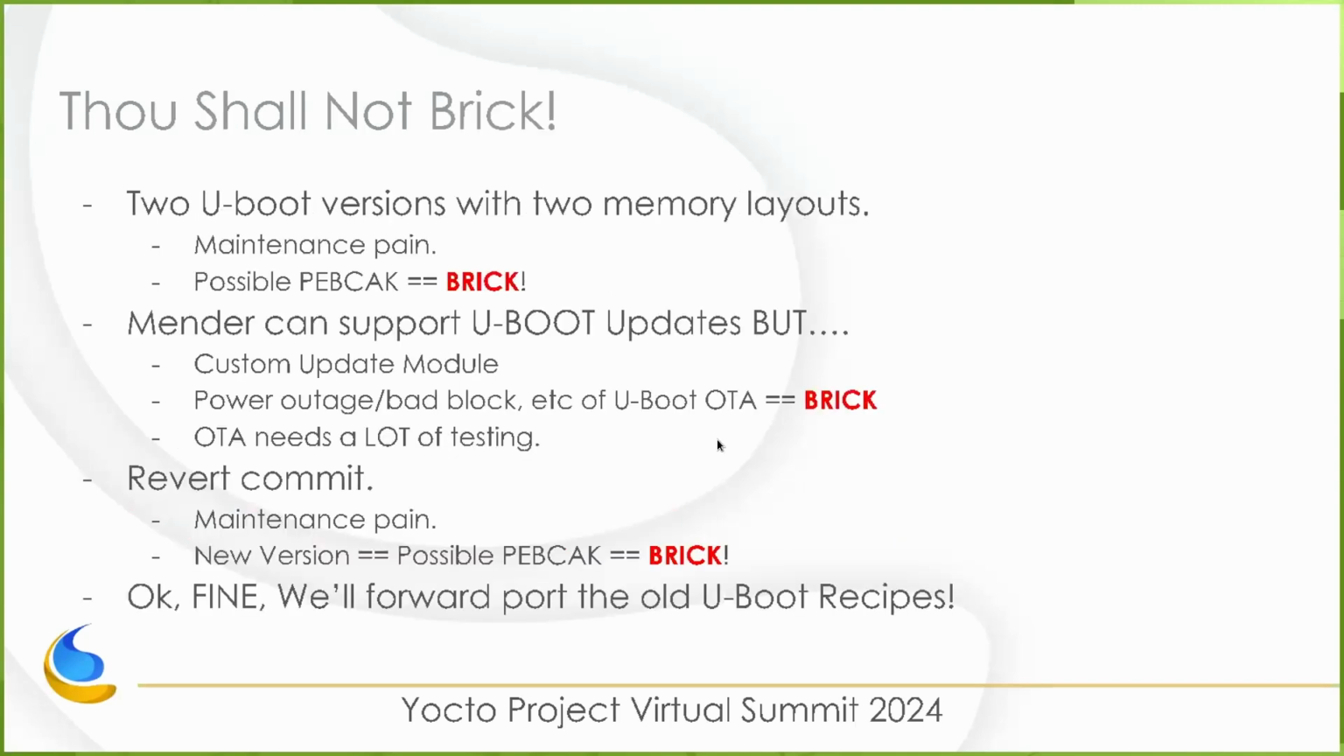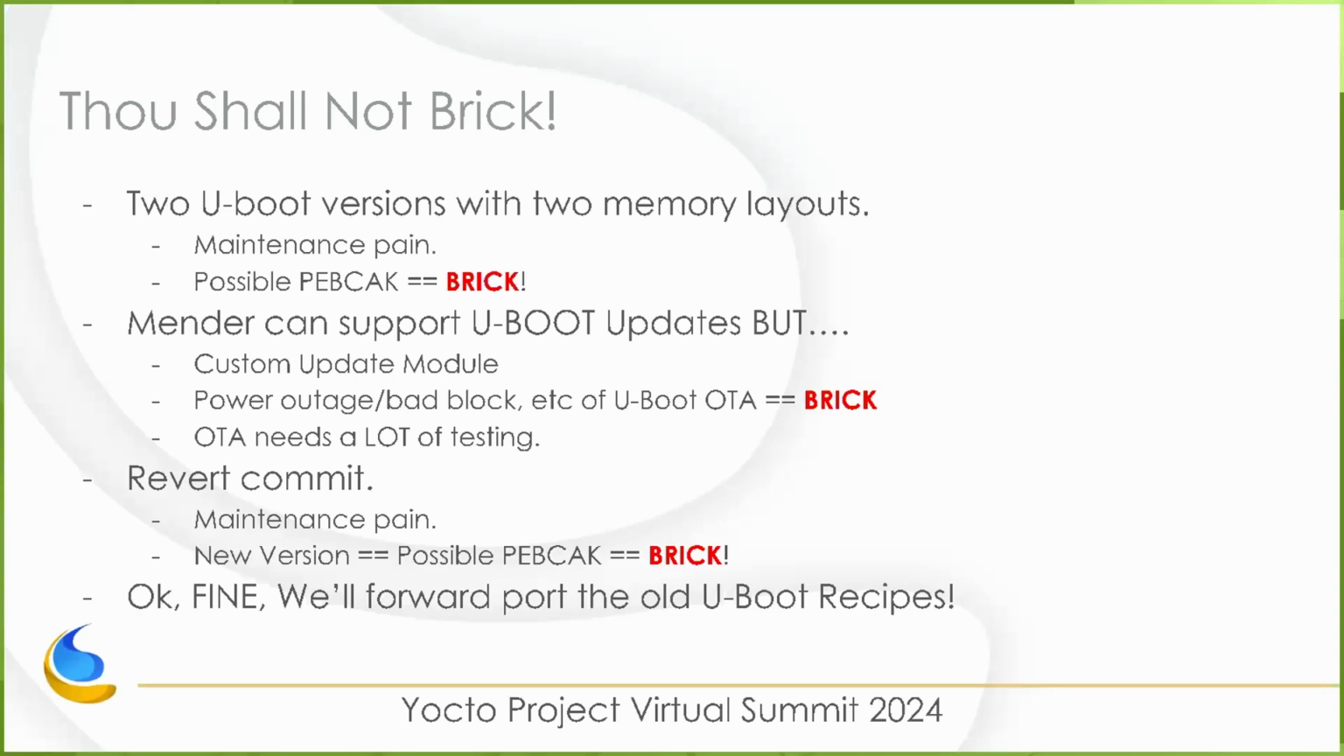If we go with two U-boot versions with two memory layouts, it's kind of a maintenance pain, but there also could be a possible problem exist between keyboard and chair and you brick a device. Now, hopefully QA is going to catch it, but you want to minimize that possibility. Mender can support U-boot updates, but you have to build a custom update module. OTA is black magic sometimes, and you really need a lot of testing for it. And if you get a power outage or a bad block during the initial update, you brick the device.